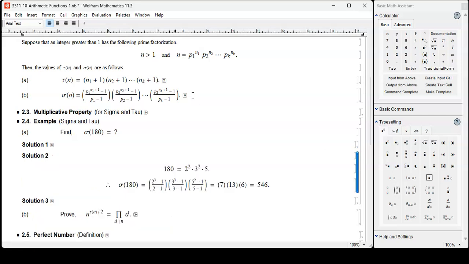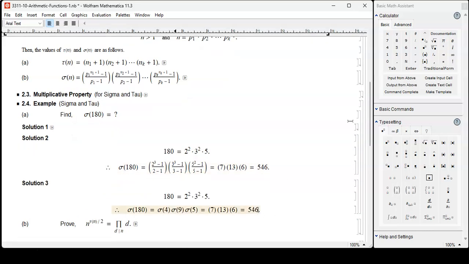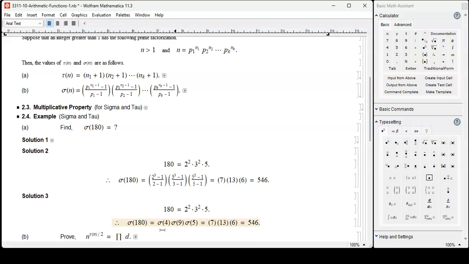Second method, you can use this. For 2, 3, and 5, put those in and run your calculator. A lot better, right? Solution 3, you can use the multiplicative property. Sigma 4, sigma 9, sigma 5, you can find those separately. Which method do I like the best? This one, of course, the second method.